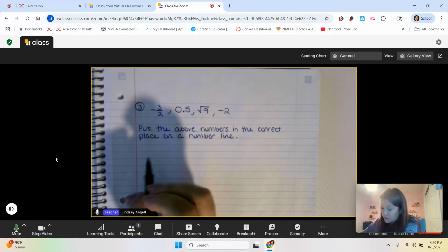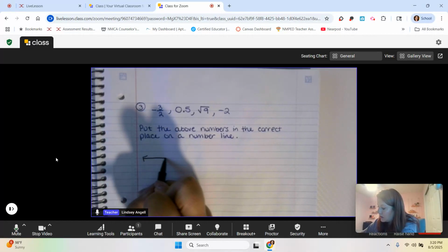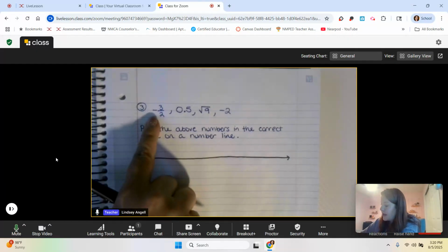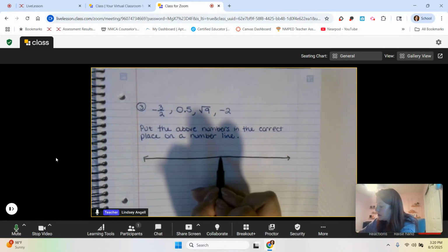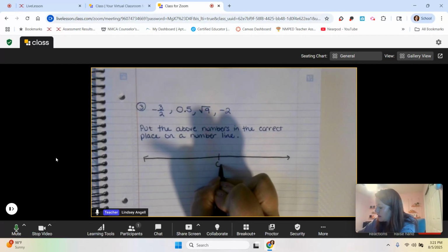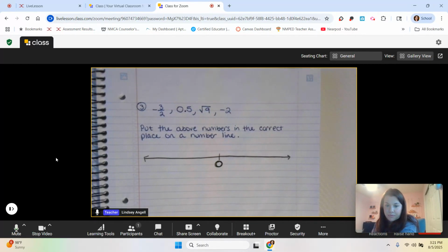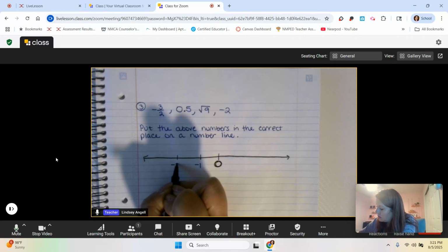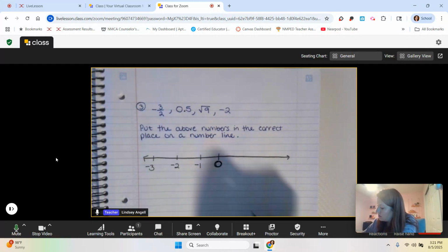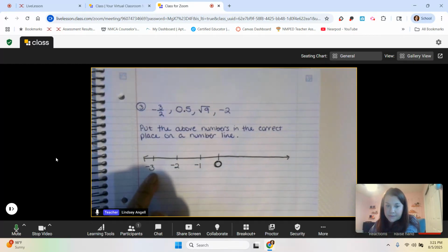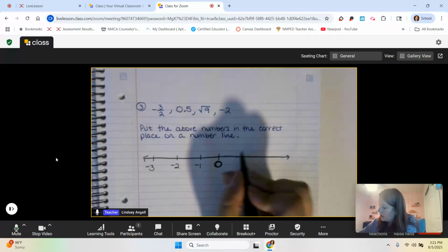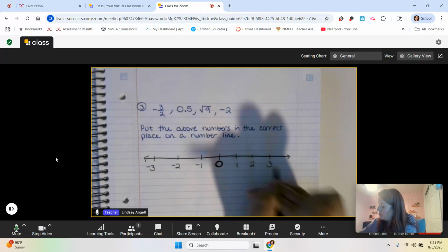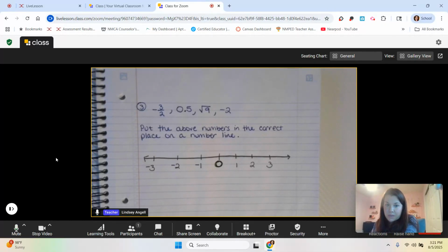Well, that means first thing I got to do, I got to make myself a number line. So I'm going to do that right now. Okay, so I notice I have some negative numbers, I have some positive numbers. So I'm going to go ahead and I'm going to put 0 right in the middle there. Okay, and then let's see, I'll go -1, -2, -3. Okay, negatives always go to the left on a number line. Okay, and then positive numbers go to the right, and I'll do +1, +2, and +3.